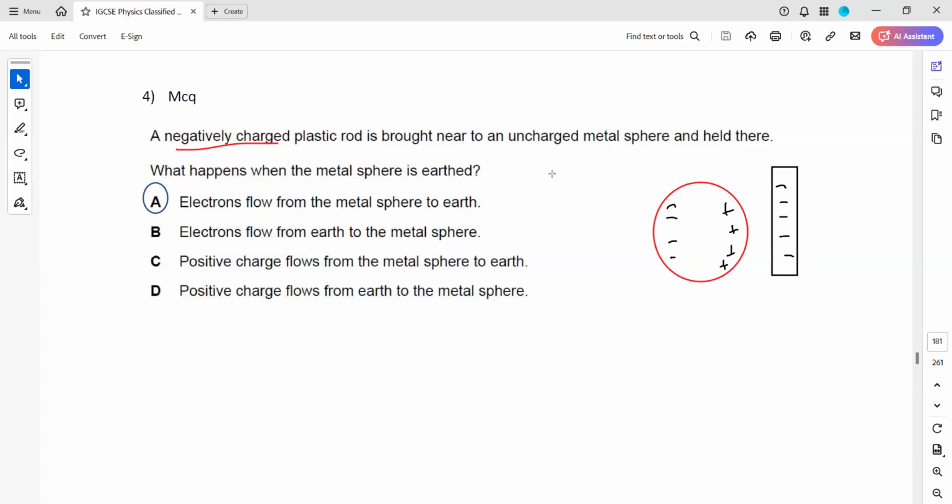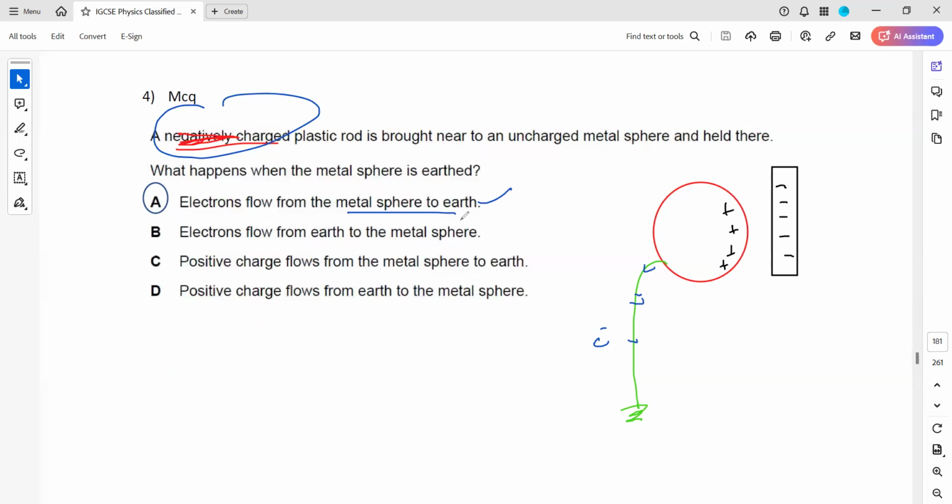And when we connect an earthing wire, the like charges repel each other. So negative and negative repel, so this will force the electrons to move out. As the electrons move out, this time the electrons will move from the metal sphere to the earth. So if you bring a negative charge, it flows from the metal sphere to earth. But if the same question has a positive charge, in that case it will flow from earth to the metal sphere.